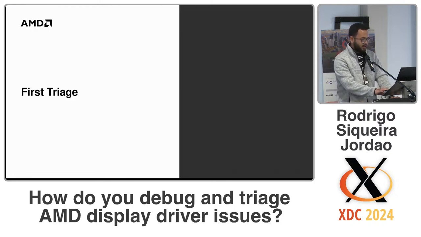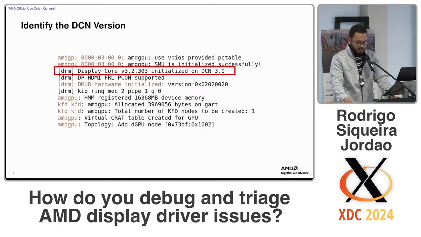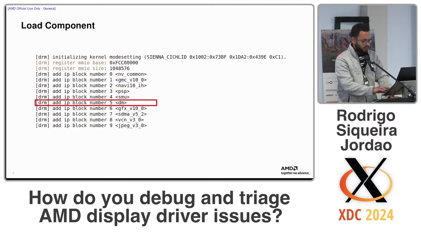But yeah, let's say you have something and you want to start to debug before you go to narrow down things. I guess we can always start from our good friend, the mask. We can check for this display core information in the log. If you see it, it means display is up. We have two pieces of information here that are very important, which are the core version and also the DCN version. I will go back to those later, but let's just move on.